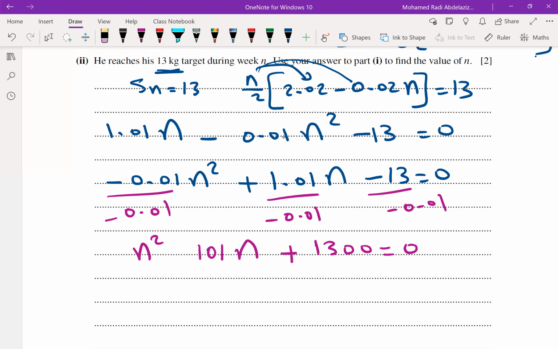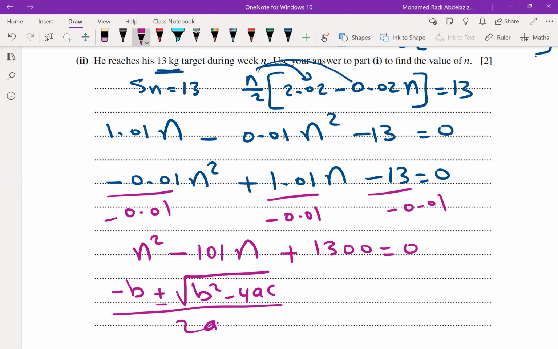The middle term here is negative. When you try to solve the quadratic equation, substitute the values of a and b in the quadratic formula. You will get two values for n. You have to show your working: negative b plus or minus the square root of b squared minus 4ac, all divided by 2a. Substitute the values, then get the values of n. You will get n is equal to 85.85, and the second one is n is equal to 15.14.